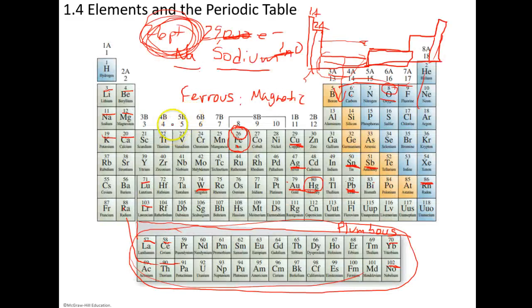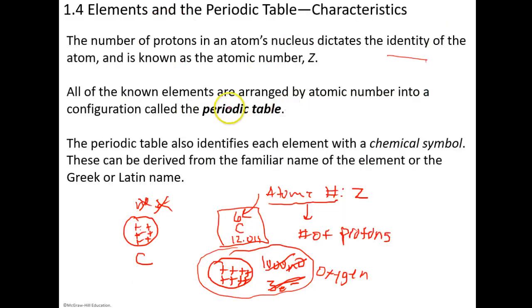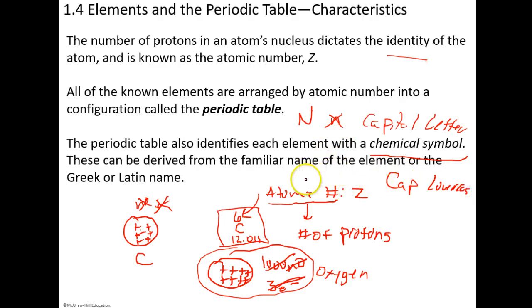If you notice, it's all in order. 1, 2, 3, 4, 5, 6, 7, 8, 9, 10. The periodic table also identifies each element with a chemical symbol, which can be derived from Greek and Latin. Something else I want to make sure of is that the symbol is always a capital letter. If you talk about nitrogen, it is a capital N. It is not a lowercase n. If you have a symbol that has two letters in it, it's a capital followed by a lowercase. For example, and I want to show you why it's important, let me erase here.